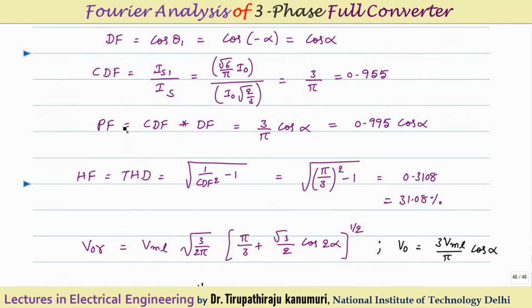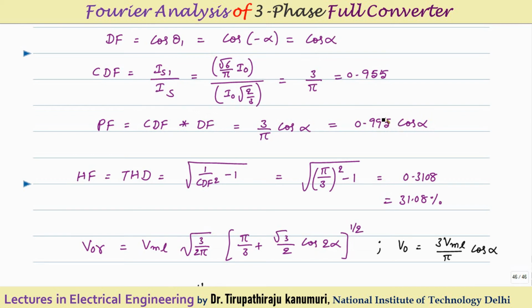So from this I can calculate my source power factor. Source power factor is nothing but the current distortion factor multiplied by the displacement factor. When you multiply these two, it will be 3 by pi into cos alpha. This will be 0.955 into cos alpha. So it is depending on the value of alpha.